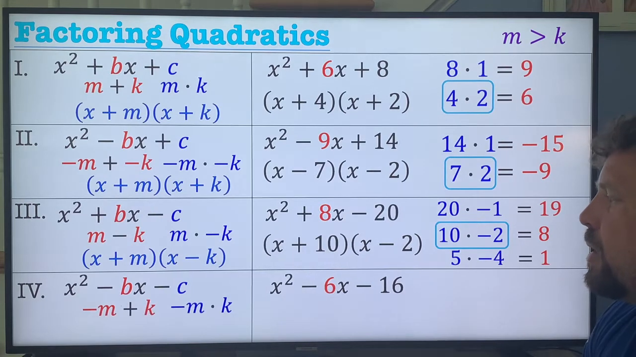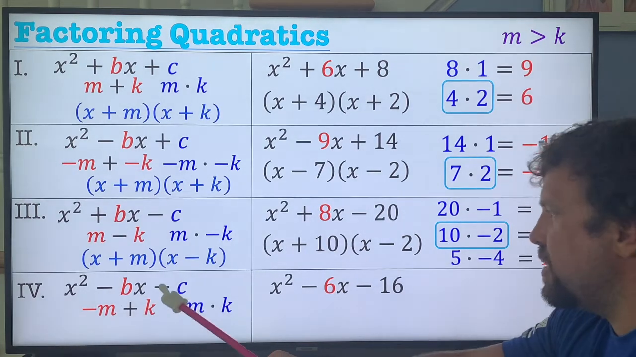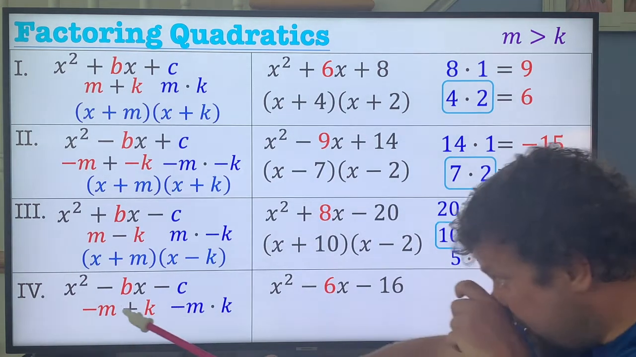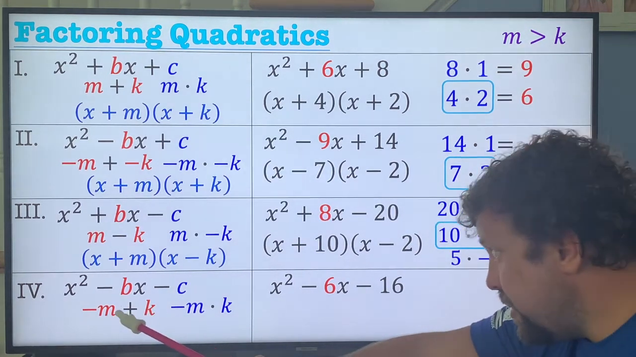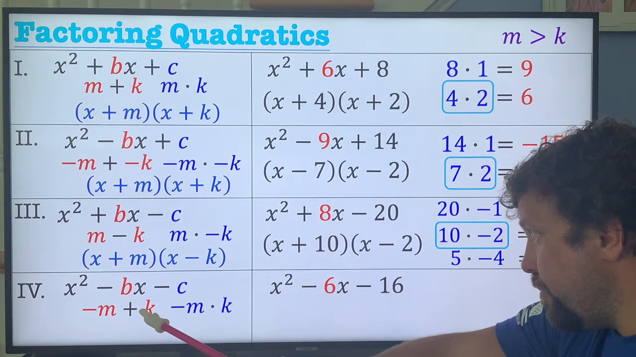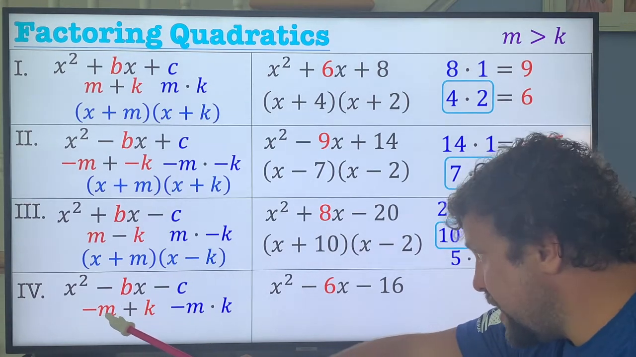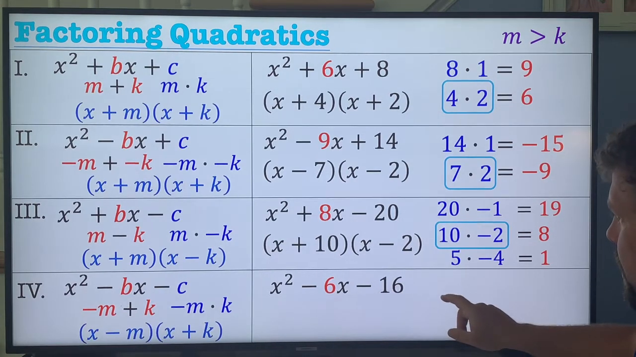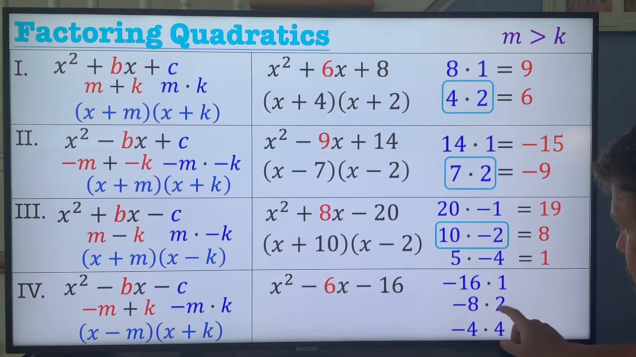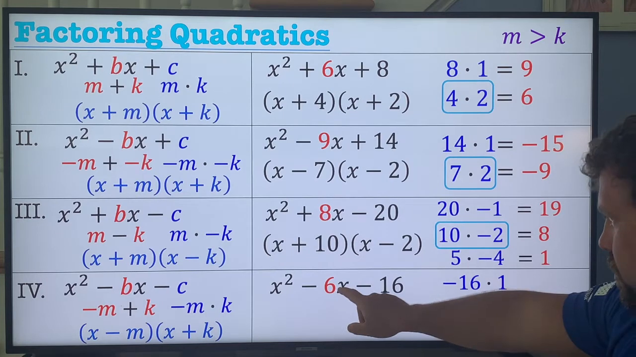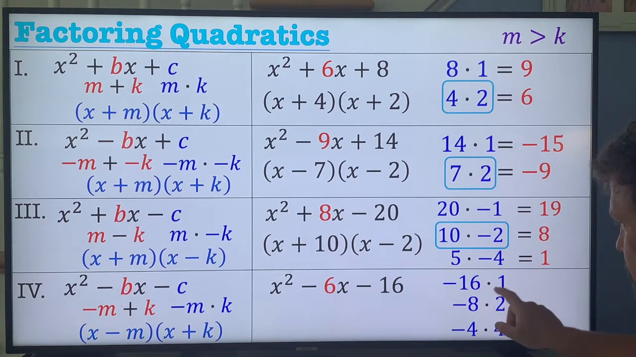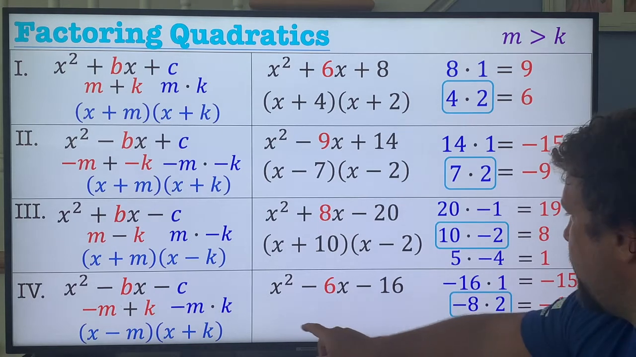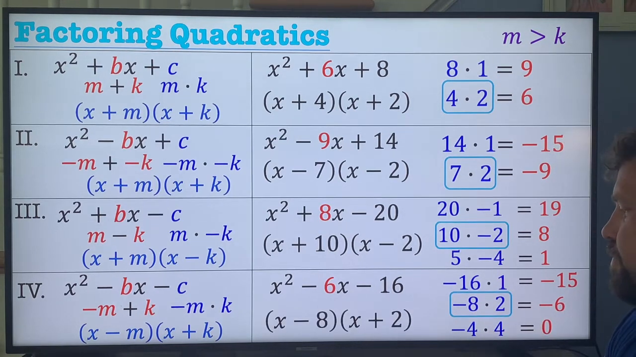Last one. In this case, when you have a negative and a negative, once again you're multiplying a negative number and a positive number together. But when I add them together, the bigger number is going to be negative this time. So factors of negative 16 are negative 16 and 1, negative 8 and 2, and negative 4 and 4. What gives you negative 6 as an answer? Right here, negative 8 and 2: (x minus 8)(x plus 2).